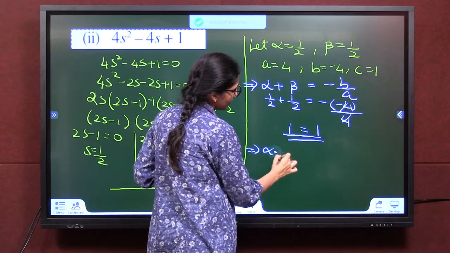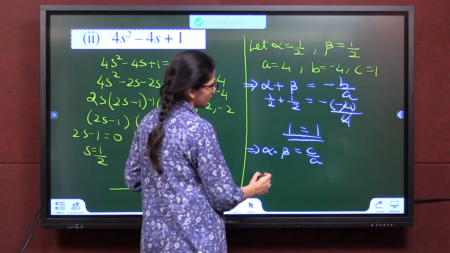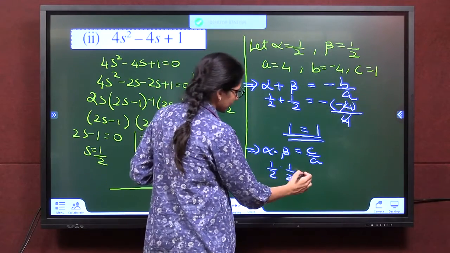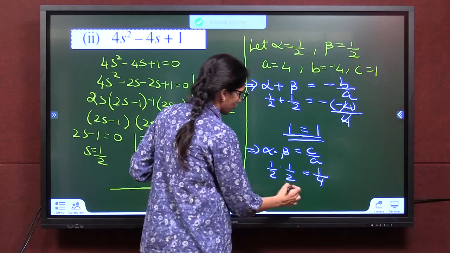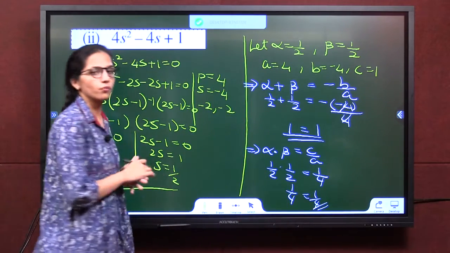Next, alpha into beta is c by a. What is alpha? 1 by 2. Beta, 1 by 2. c is 1, a is 4. 1 by 4 equals 1 by 4. Next relationship also verified.